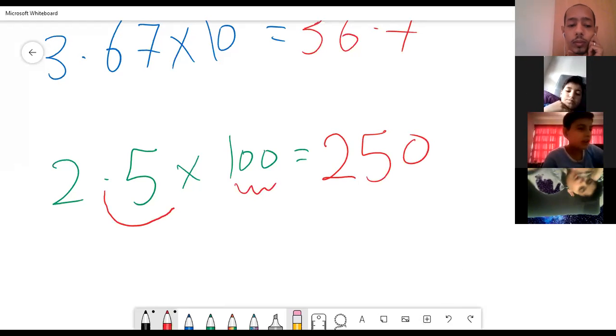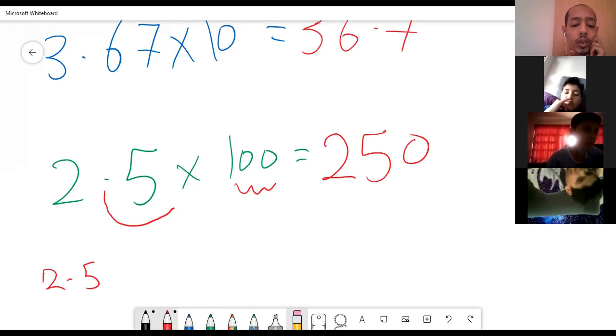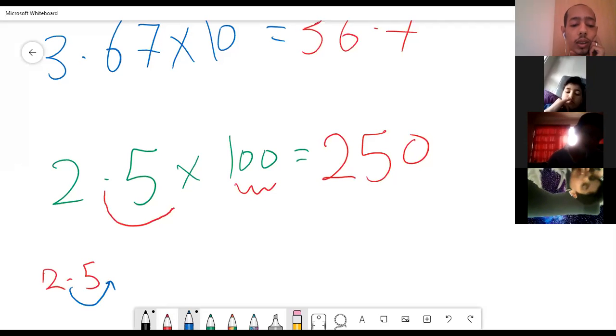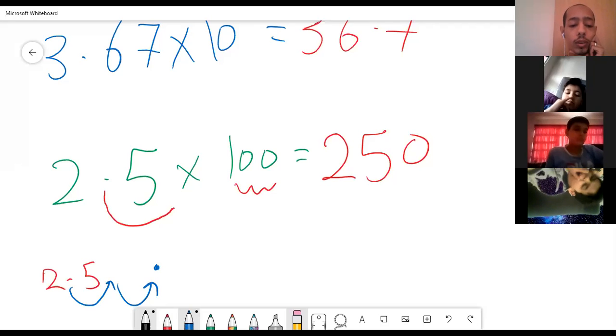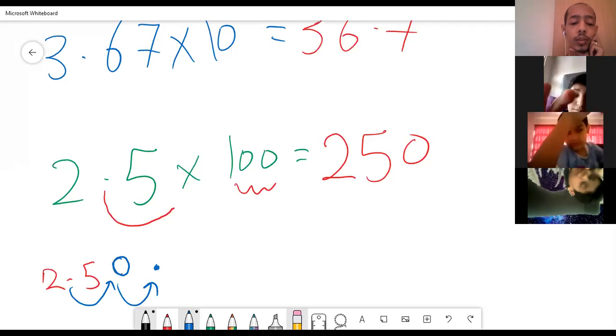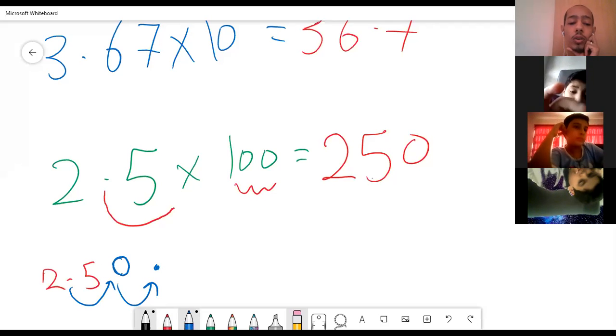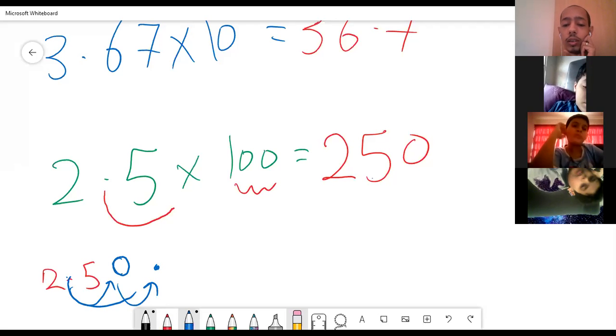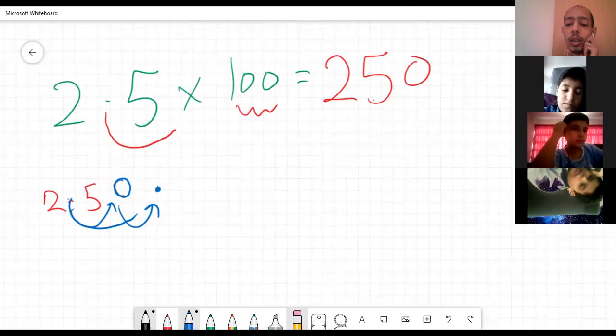Because we move the decimal point. This is 2.5. You will move it one place and 2 places, right? Here, the decimal point should be here. So what should be here? 0. 0. Okay, so the number is 250. Clear? Okay. Clear, Muhammad?